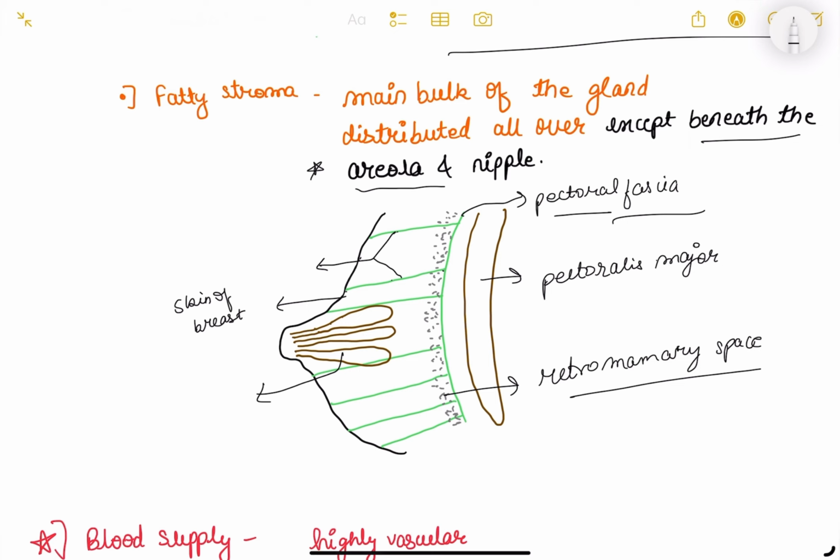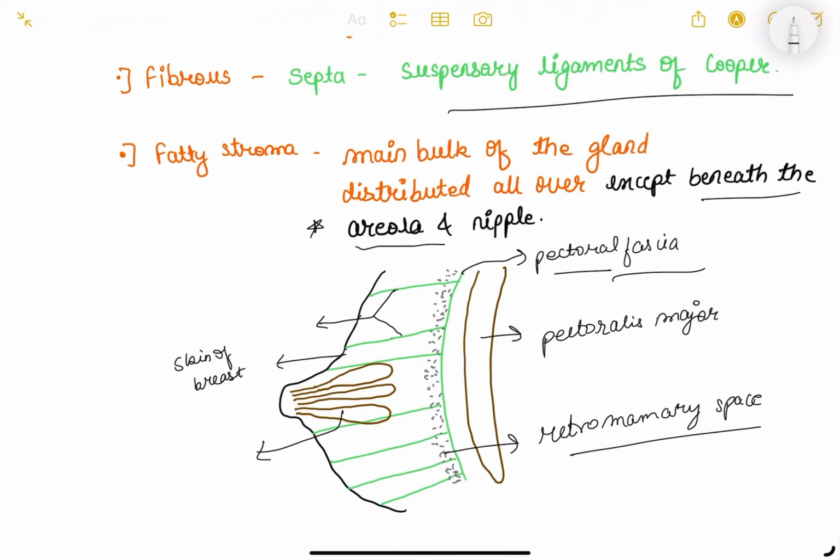So this was all for today's video. We have discussed the structure of the breast along with its location and some important features. In the next video, I will be explaining the blood supply, nerve supply, and the lymphatic drainage.